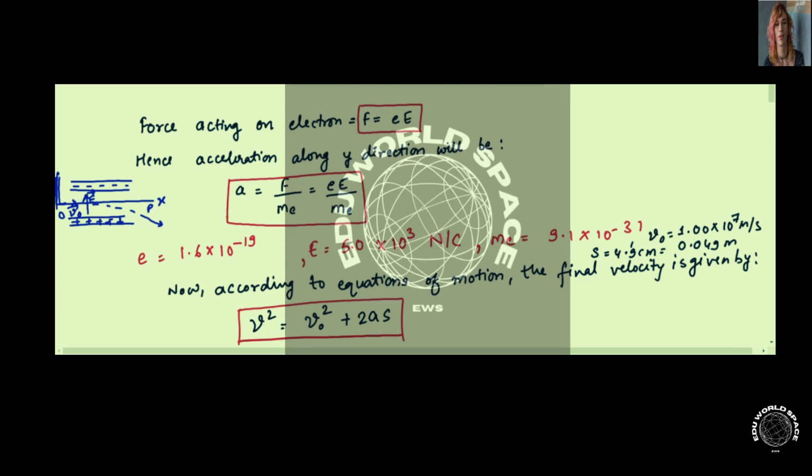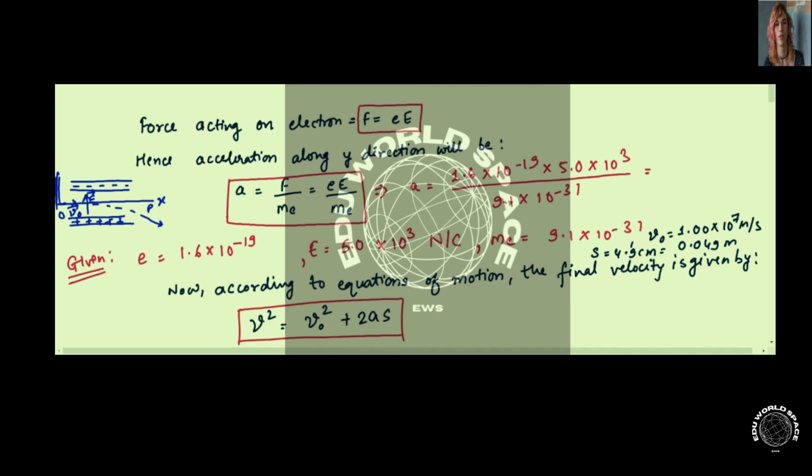We also know a equals F by m, so F is nothing but eE by m e. This will give us the acceleration. So the acceleration value is 1.6 into 10 to the power minus 19, these are the given values, remember, into 5.0 into 10 to the power 3, divided by m e, that is 9.1 into 10 to the power minus 31. This will give me what?